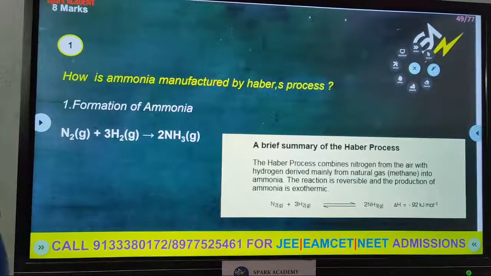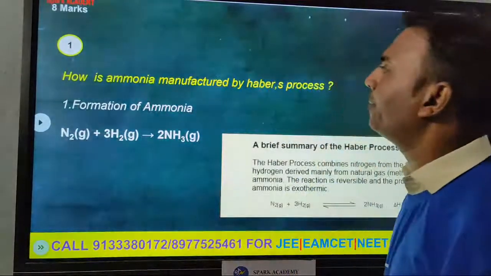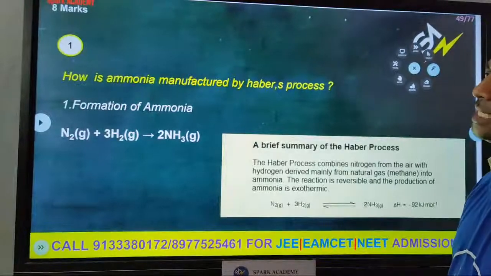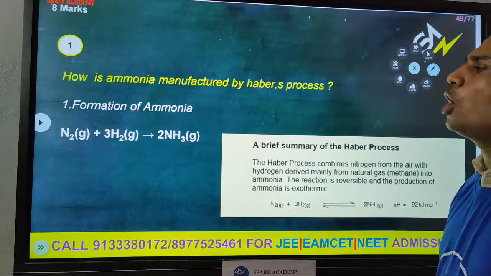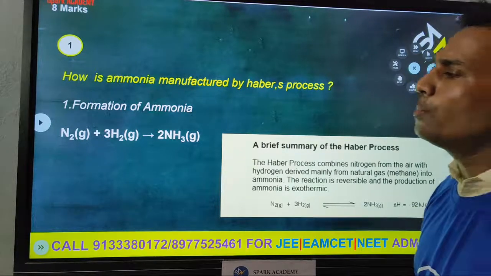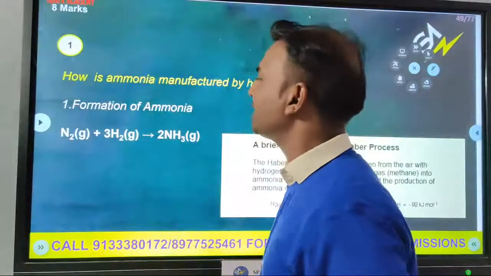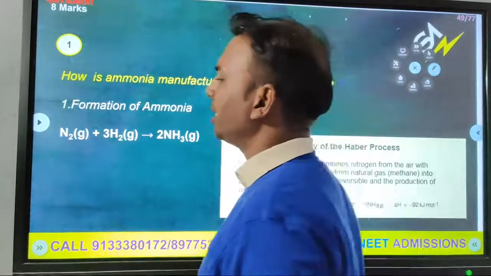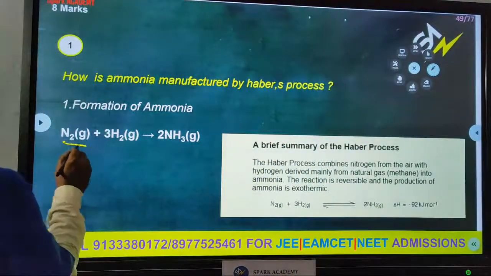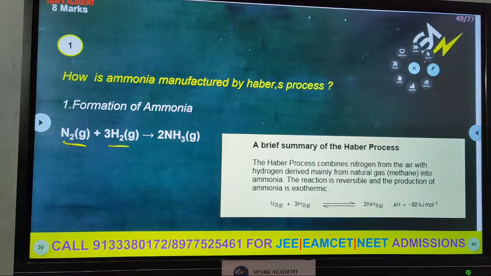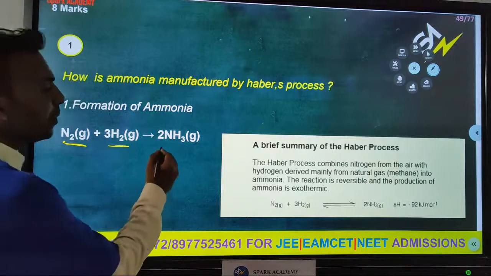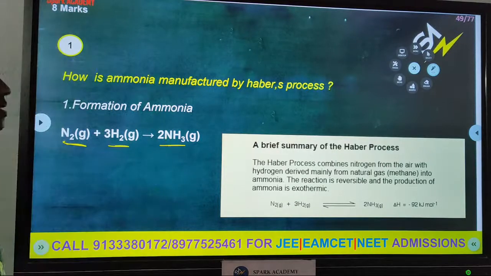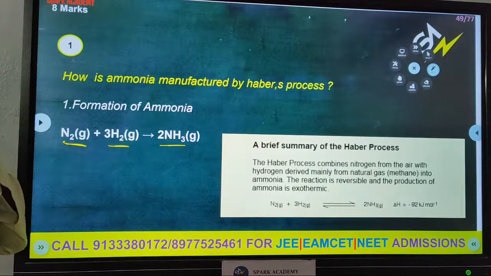So formation of ammonia by Haber's process. In that first step is formation of ammonia. So how will ammonia form? How many moles of the nitrogen gas is required here? Nitrogen is 1 mole, N2, 1 mole. How many moles of the hydrogen gas? 3 moles. So how many moles of the ammonia gas will form? 2 moles. So this is the number of moles in formation of the ammonia.